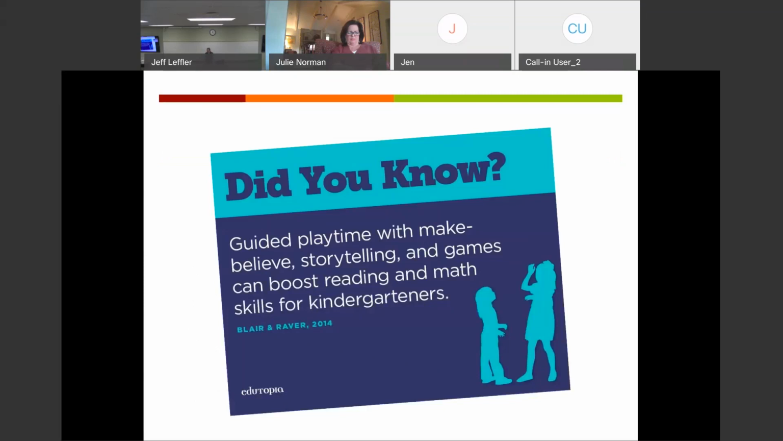So here's just a little tidbit for you. We know that guided playtime with make-believe, storytelling, and games can boost reading and math skills for kindergarten. So you get a benefit in both areas. The key word here is guided playtime. Now, children engage in self-directed play, and that's wonderful too. This guided playtime is where you come alongside them as the parent, and you're also engaging in that play. You're asking them questions. You're making suggestions. You're getting on their level, and you're having that connection.